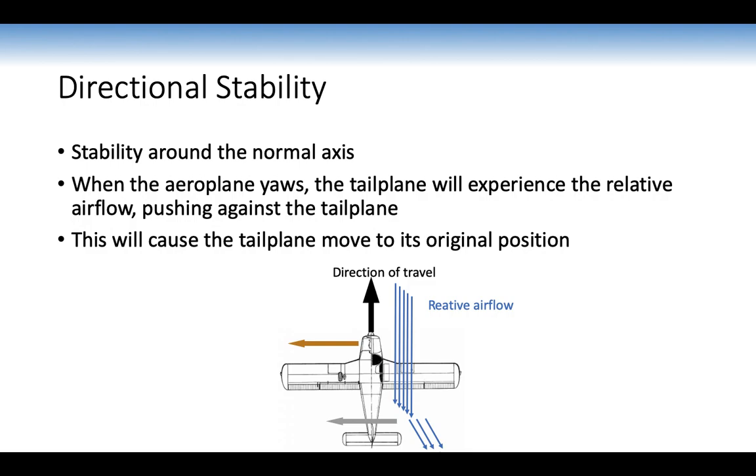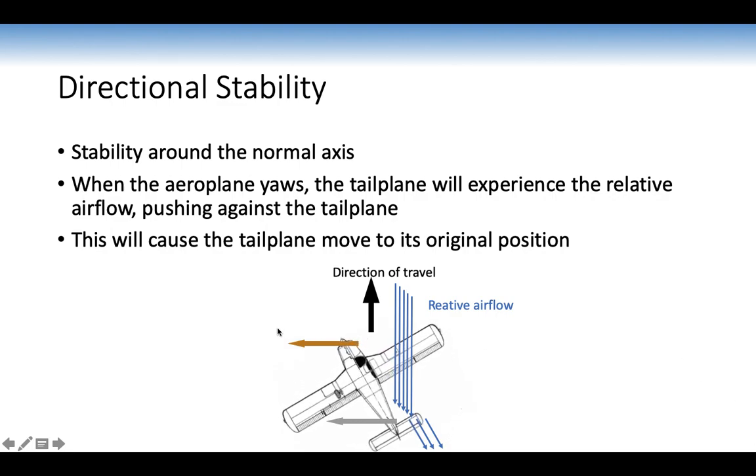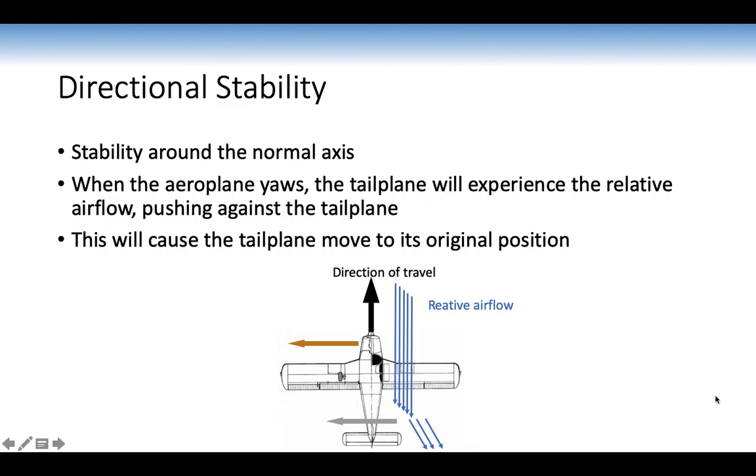And directional stability, so this is stability around the normal axis. So this is Newton's third law. Every action has an equal and opposite reaction. So when the airplane yaws, the tailplane will experience the relative airflow pushing against it. So the airplane is yawed, that relative airflow deflects off that tailplane, and every action has an equal and opposite reaction, which wants to return it to its normal position. This will cause the tailplane to return to the original position. And we'll see this in the training area. So it's kind of like a dart or a feather, which has got that tail section. It provides the airplane with an extra bit of stability. So we'll see this directional stability in the training area.